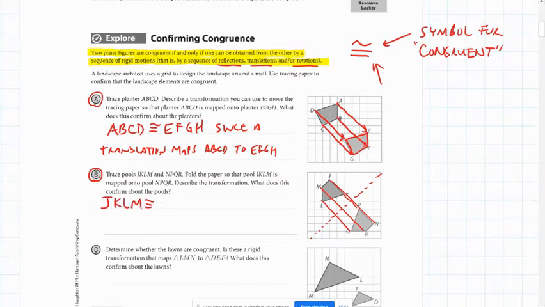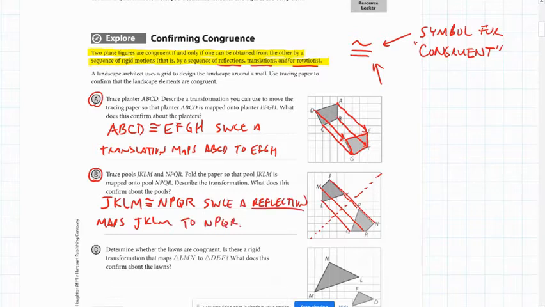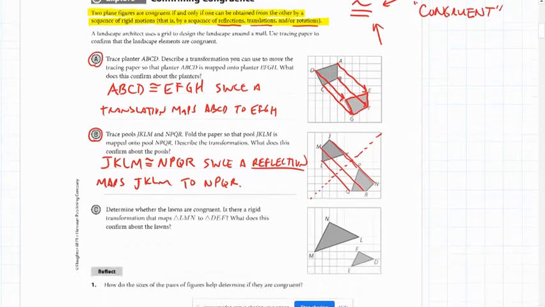And so our congruence statement would be JKLM is congruent to NPQR: J goes to N, K goes to P, L goes to Q, and M goes to R, since a reflection maps JKLM to NPQR. A reflection is a rigid motion, and so that's how we prove that they're congruent.